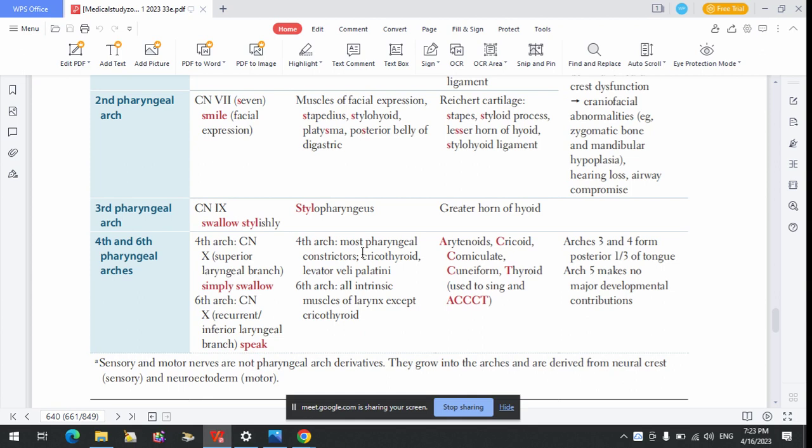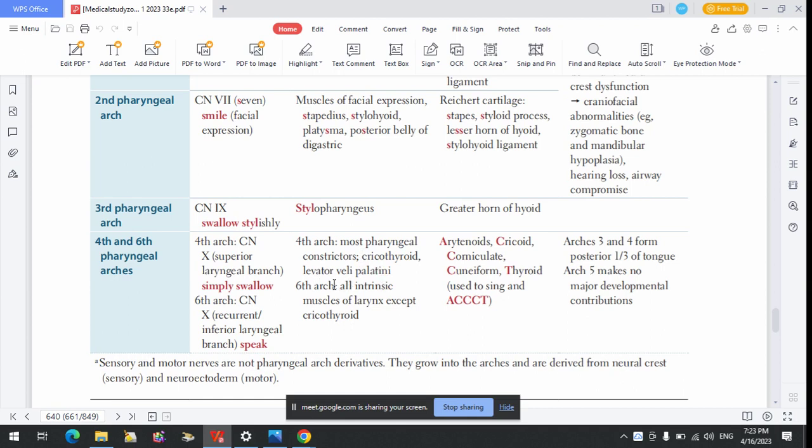We have so many pharyngeal constrictors. You guys should not worry about the names. You see muscles like the lateral thyroarytenoid, the transverse thyroarytenoid, the cricoarytenoid, and the likes. Don't worry. Just know that the pharyngeal constrictors are derived from the mesenchyme of the fourth pharyngeal arch. And of course, we've said that the intrinsic muscles of the larynx are coming from the sixth arch, except the cricothyroid. So the cricothyroid is coming from the fourth. Then the levator veli palatini is coming from the fourth.